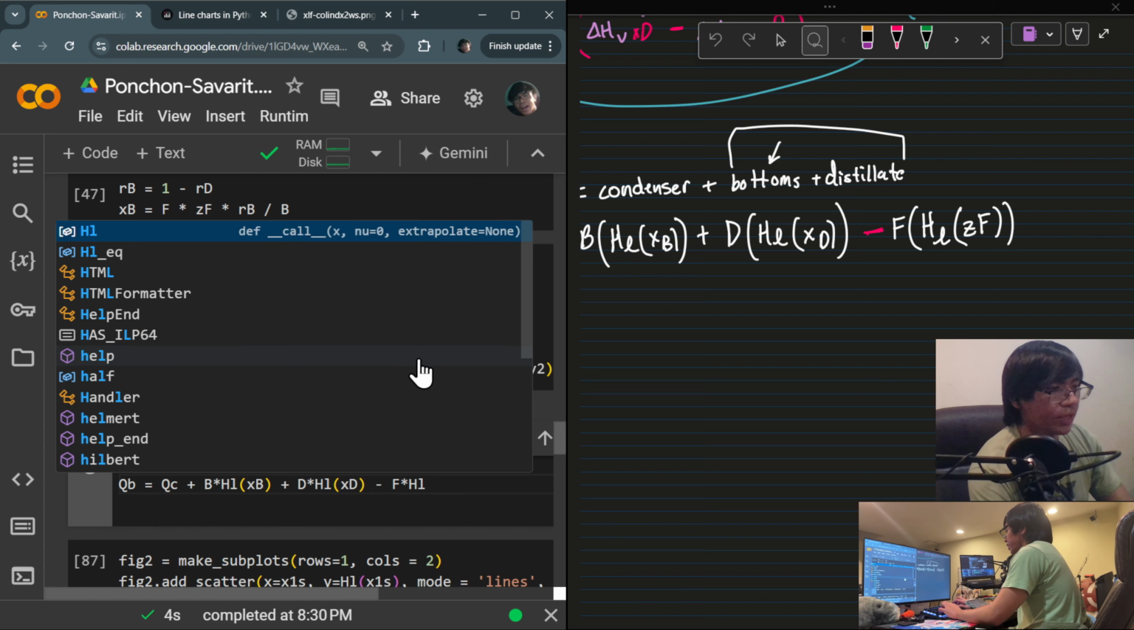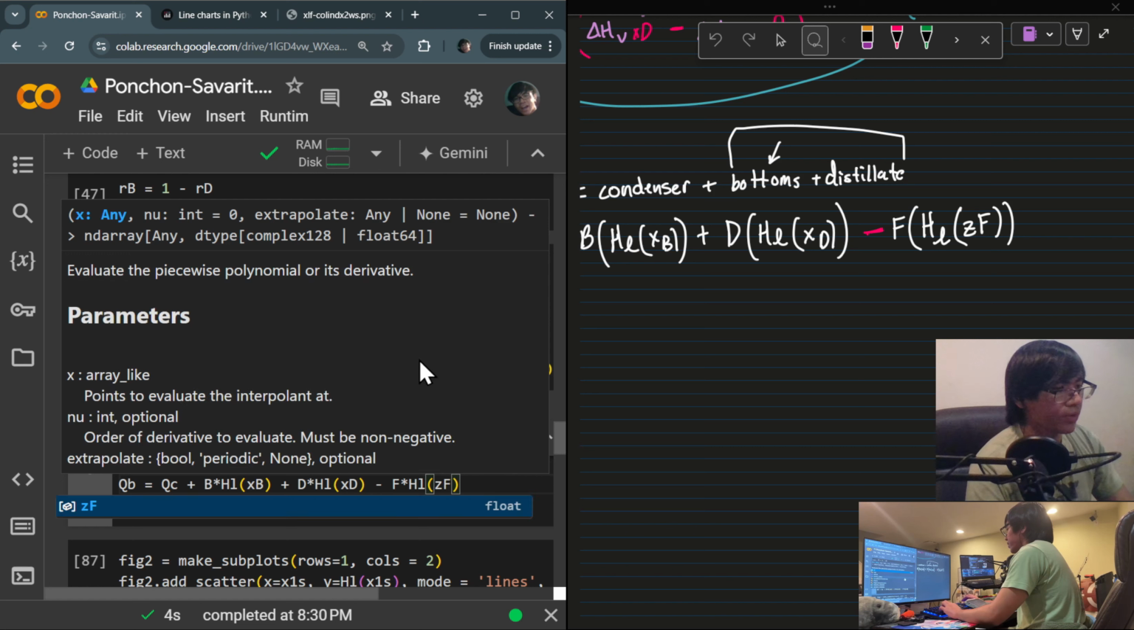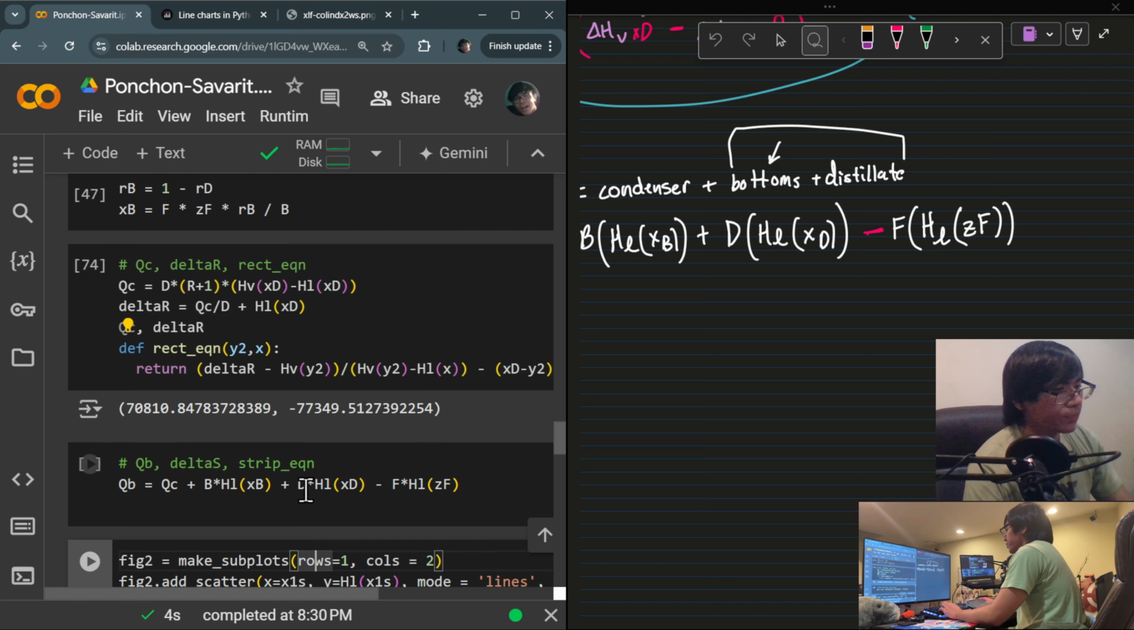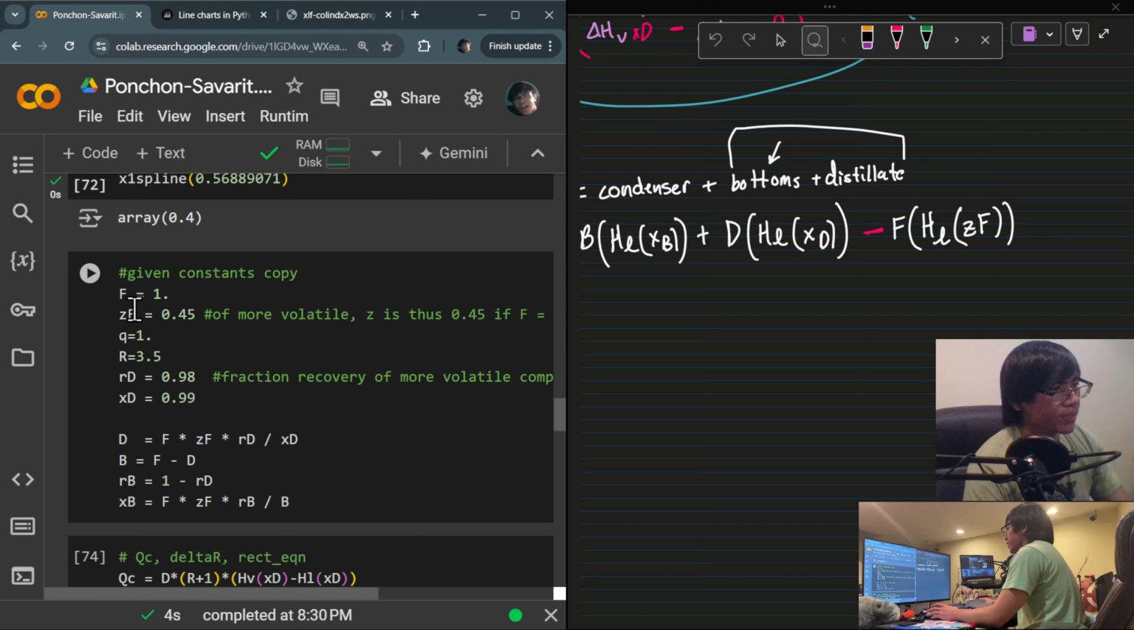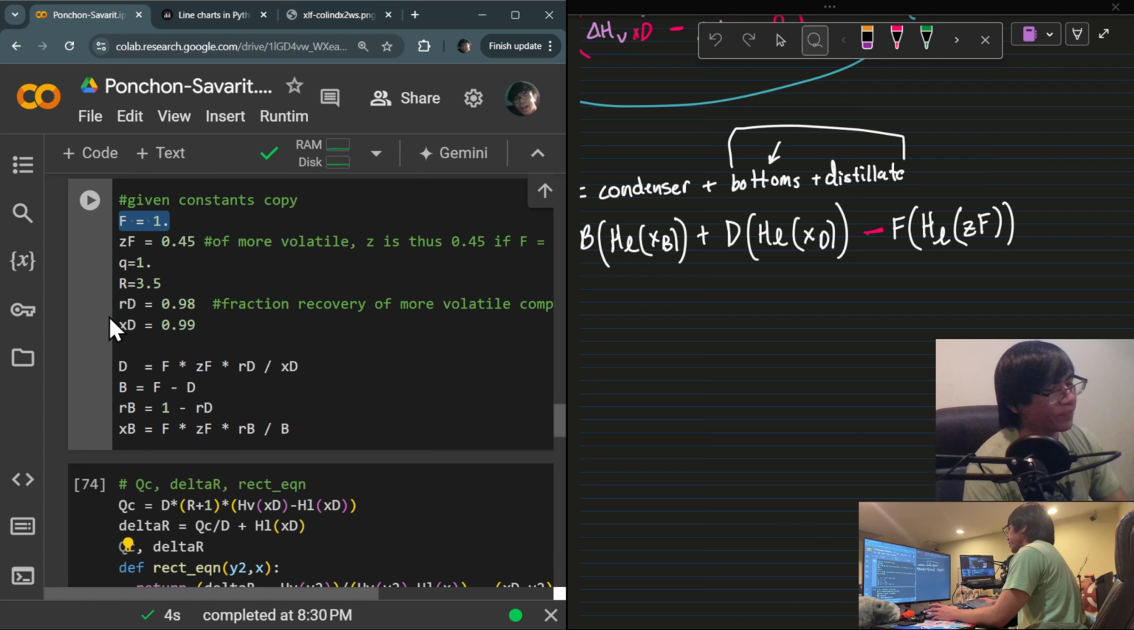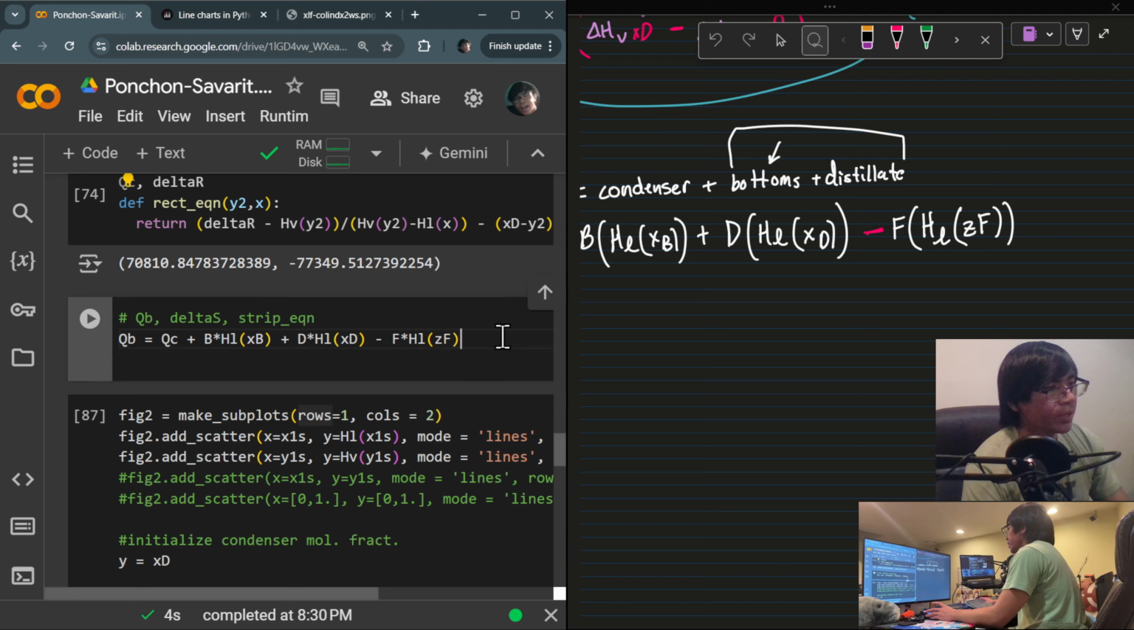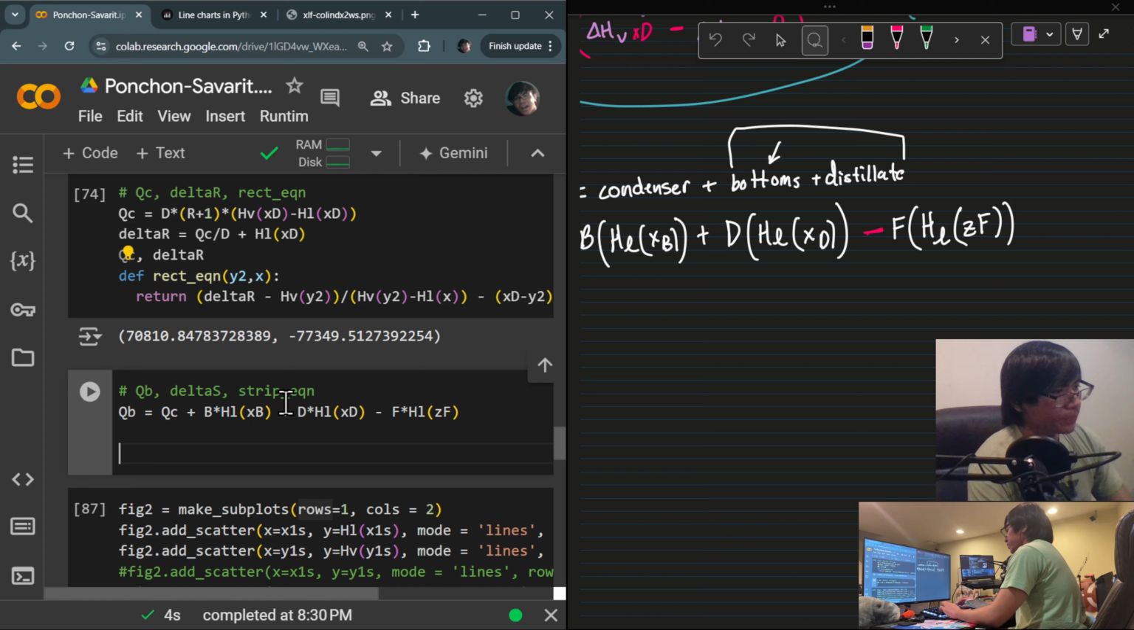There we go. At ZF is our composition. Remember, we can do ZF since our feed is 1. Our composition Z is just 0.45, so it'd be the exact same if we multiply them together. Okay, that should work. Let's take a look at that.